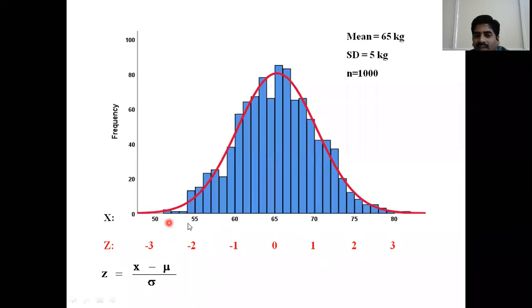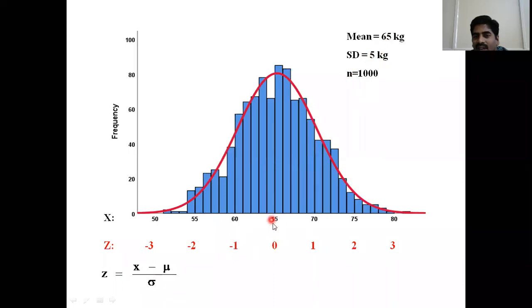What is the next value? Many values are there between 50 and 55; I am giving this example. The value is 55. You subtract the mean value and divide by the standard deviation: 55 minus 65 is minus 10, divided by 5, that equals minus 2. Next value 60: individual observation minus its mean, divided by standard deviation. 60 minus 65 is minus 5, divided by standard deviation 5, equals minus 1.